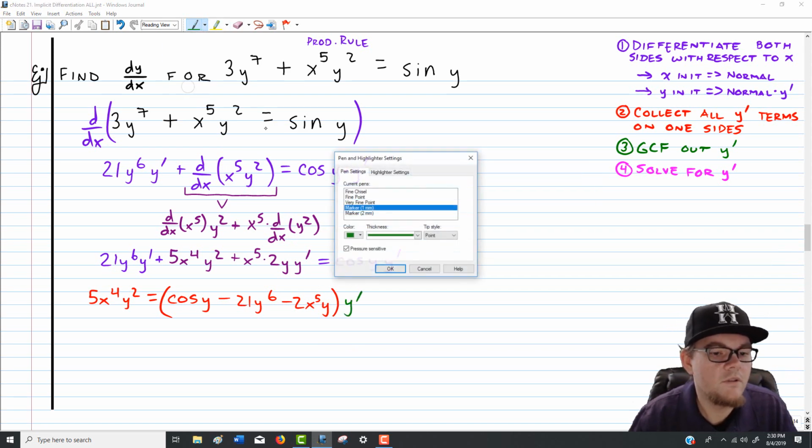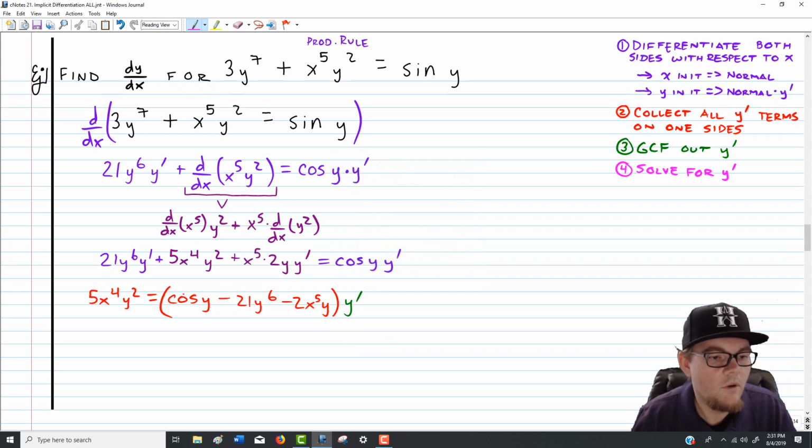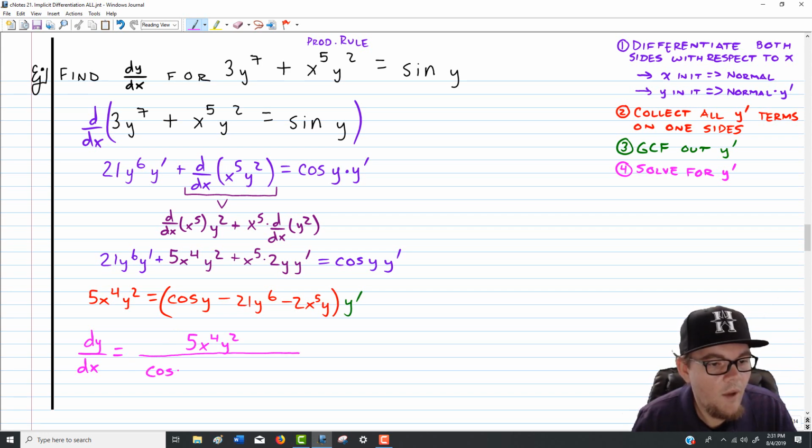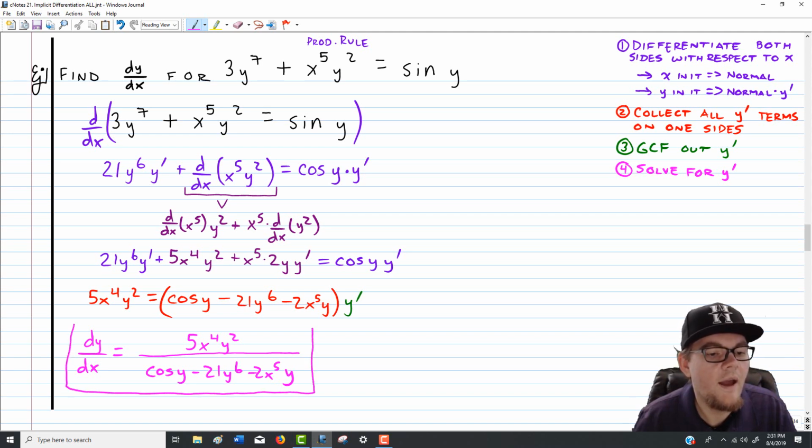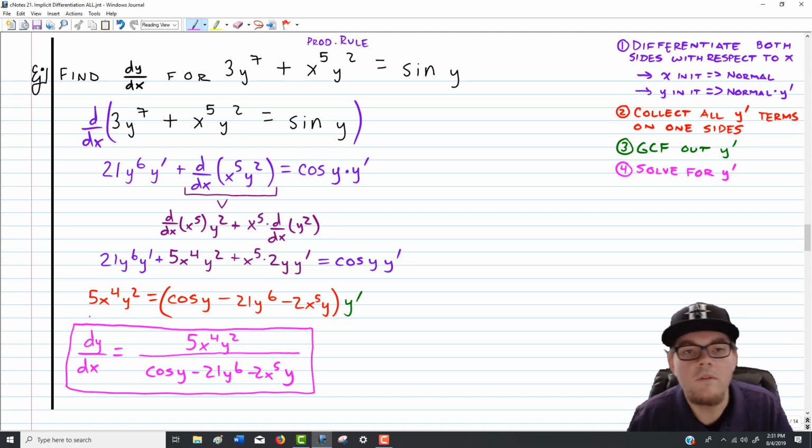Finally, our last move is to actually solve for y prime. And of course, that's just going to be dividing by this big old mess. So to make this simpler, I'm going to imagine doing that division and write it out as dy/dx equals 5x to the 4th y squared, all being divided by cosine of y minus 21y to the 6th minus 2x to the 5th y. And there is our derivative of y with respect to x in an implicit relationship.